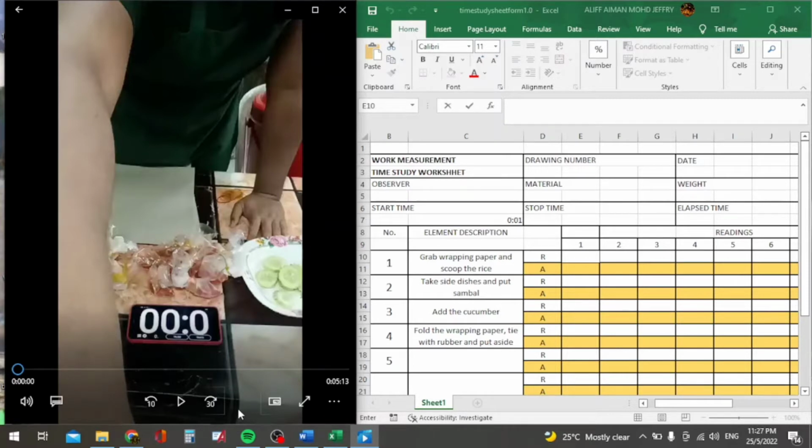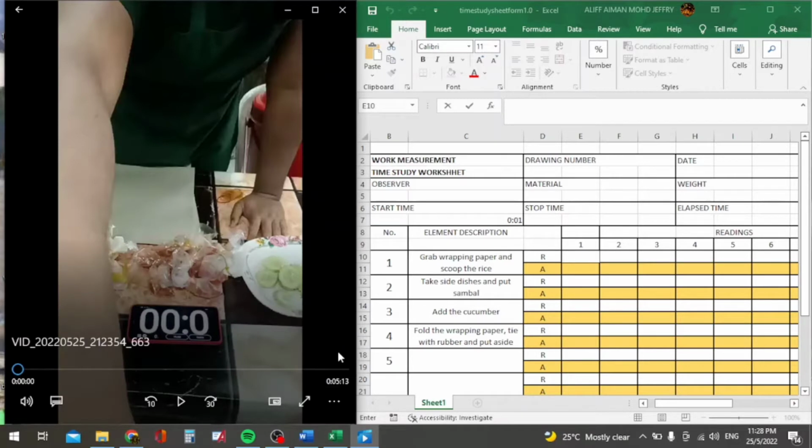My project is wrapping a nasi belaut, and in this project there are 4 steps about how to wrap a nasi belaut that I can conclude. For the first element, we must grab wrapping paper and scoop the rice. The second one is take side dishes and put sambal. The third one is add the cucumber. And the last one is fold the wrapping paper, tie it with rubber and put aside.